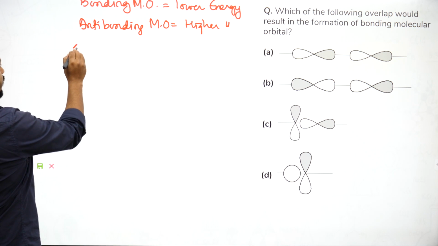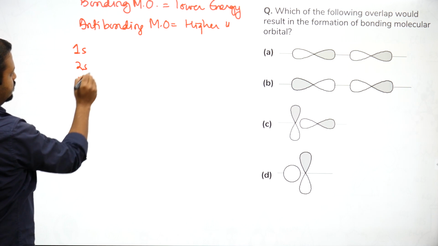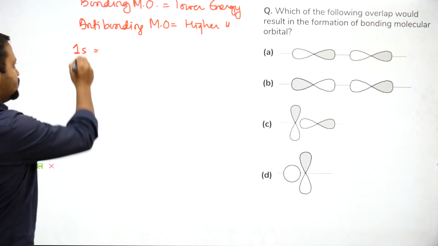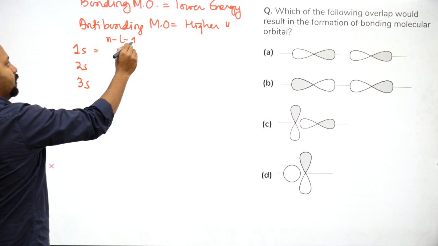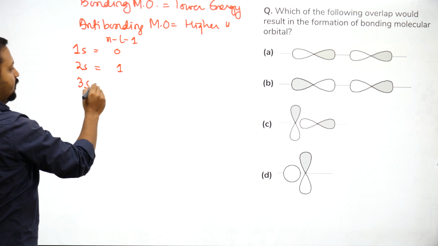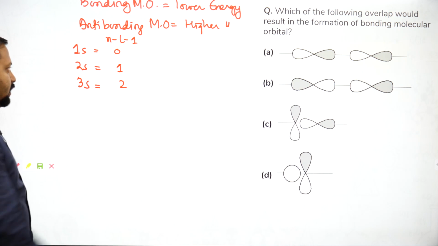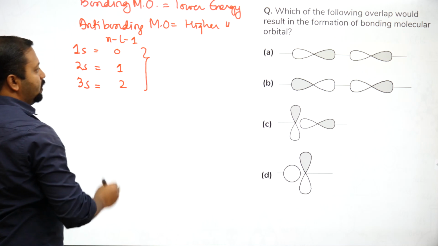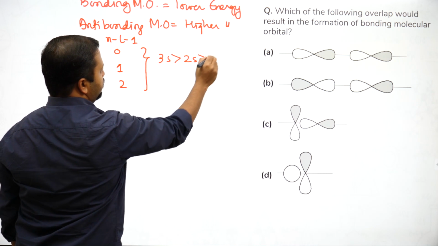If we look at 1s, if we look at 2s, if we look at 3s, the number of radial nodes in 1s we calculate using n minus l minus 1. Number of radial nodes over here is 0. Number of radial nodes over here is 1. Number of radial nodes over here is 2. If we look at the energy of these three, what will be the order of energy of these atomic orbitals? 3s is more than 2s, which will be more than 1s.